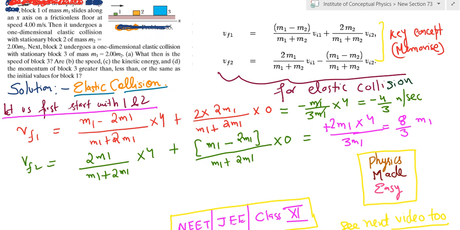So I'll continue the solution. But the basic essence of this question is the key concept which you have to memorize. Once you have that understanding that this equation is valid for elastic collisions, you would be easily able to solve this. Thank you.